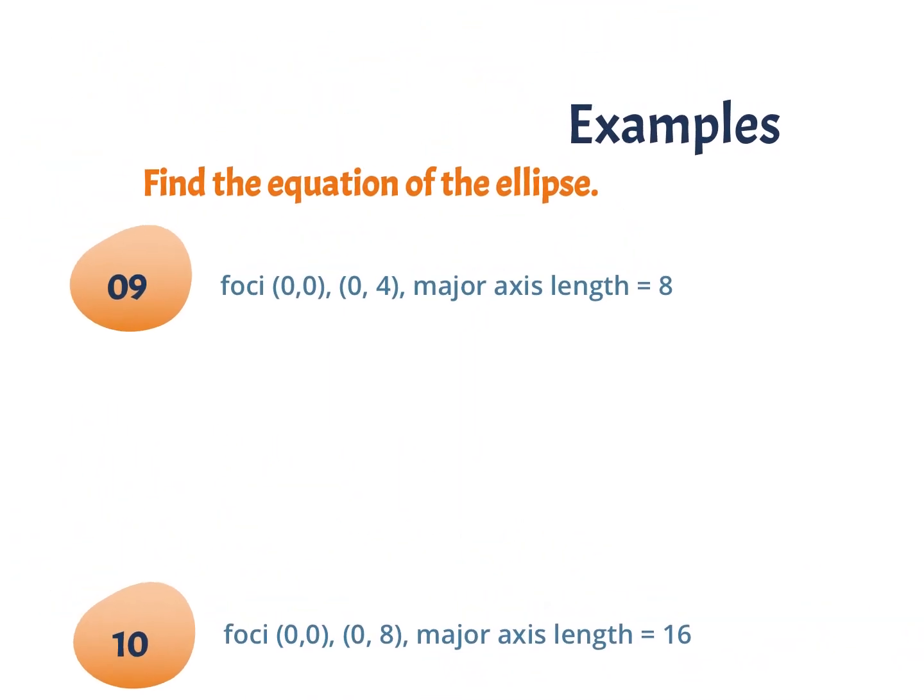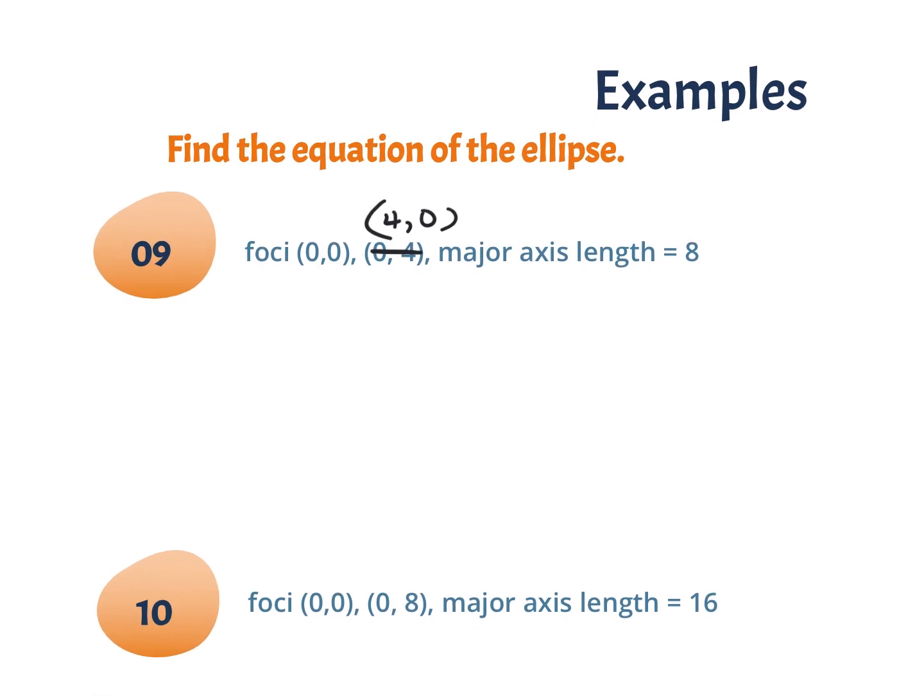Okay, so for this one, I'm going to change it so it looks different than the next one. I'm going to change this focus point and make it 4, 0. So let's go ahead and graph what we are given. So I have a focus at 0, 0, and another focus at 4, 0. 1, 2, 3, 4.